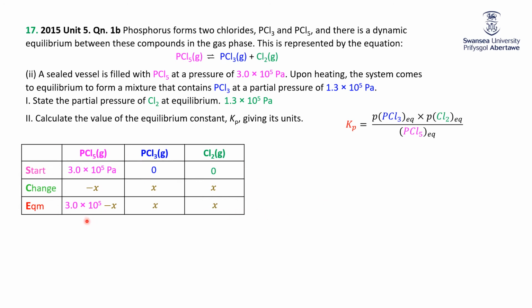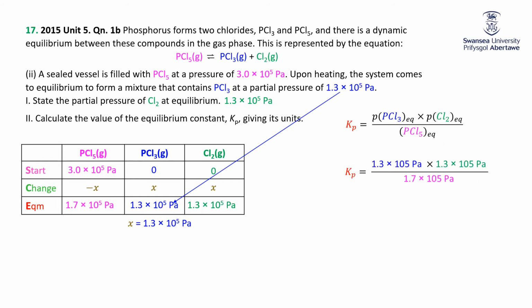Again, when we have an ICE chart, the idea is that at equilibrium, we get all the values in terms of one variable, X. So we either know X, so we can get K, or we're asked for K, in which case we somehow must be told X. And we're told X here because the PCl3 at partial pressure 1.3 times 10 to the 5 is X. So everywhere we see X, replace it by 1.3 times 10 to the 5. This becomes 1.7 times 10 to the 5, 3 minus 1.3. This becomes 1.3 times 10 to the 5, and this becomes 1.3 times 10 to the 5. Pop them in, calculate 9.9 times 10 to the 4.